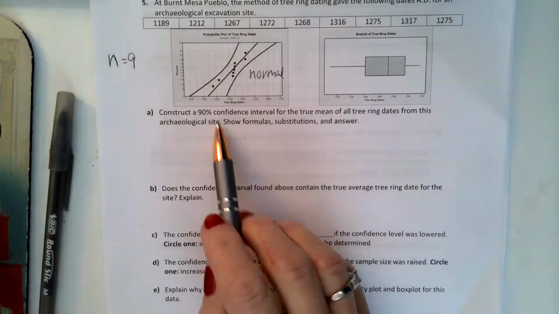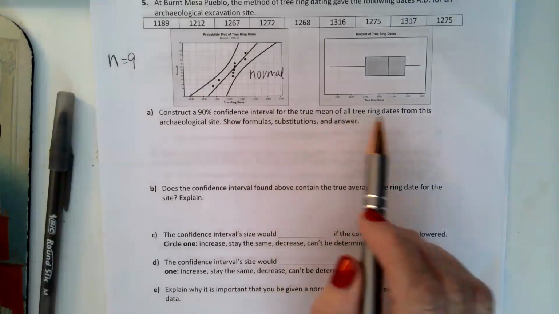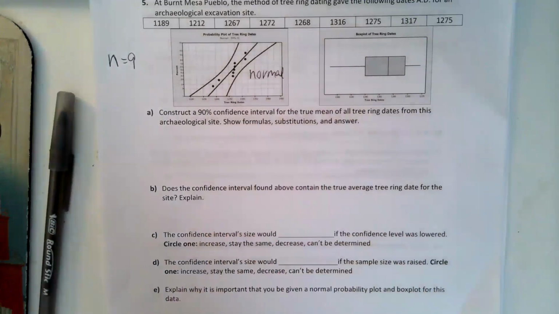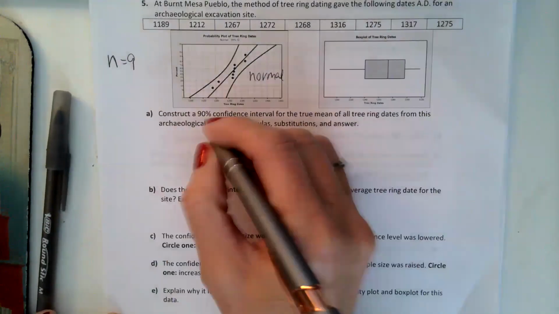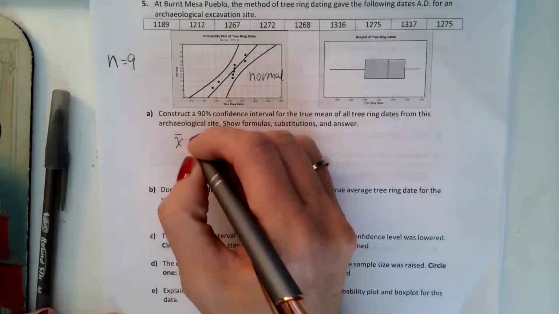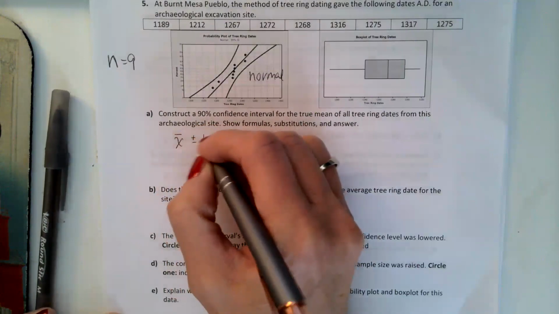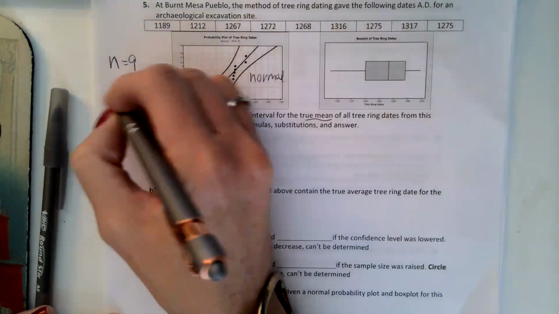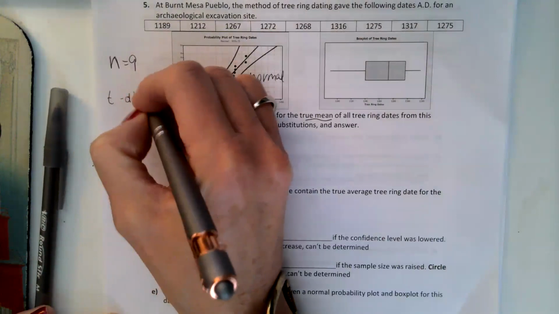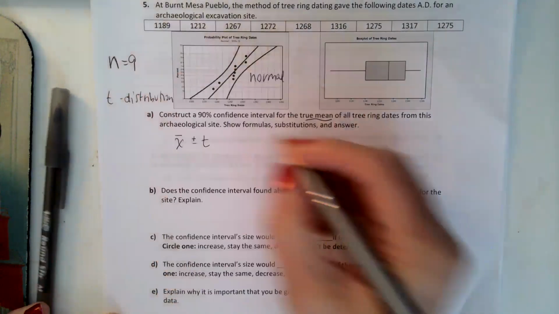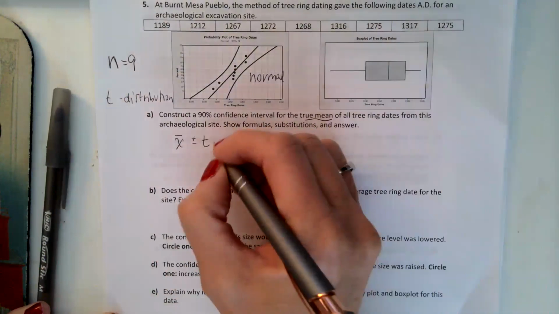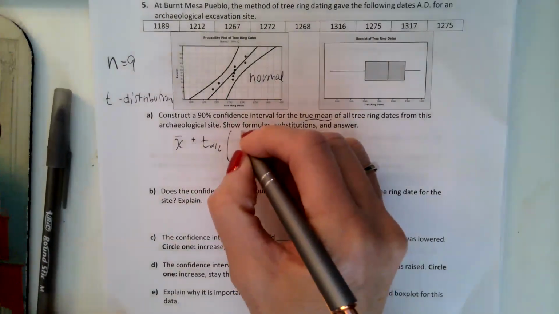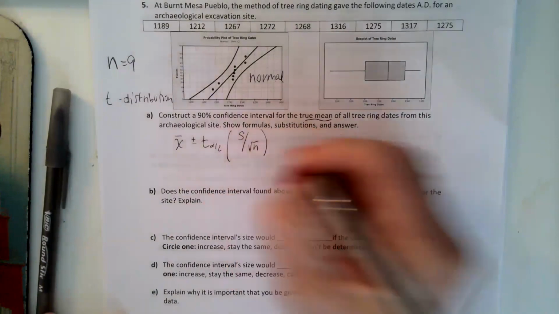So it says, construct a 90% confidence interval for the true mean of all ring dates from this archaeological site. So formula, substitutions, and answer. Our formula for a confidence interval is in our formula packet. It's X bar plus or minus T, because we have means data, and so we're using the T distribution. It's T of alpha divided by 2 because it's a confidence interval, and then we multiply that by the standard deviation divided by the square root of n.